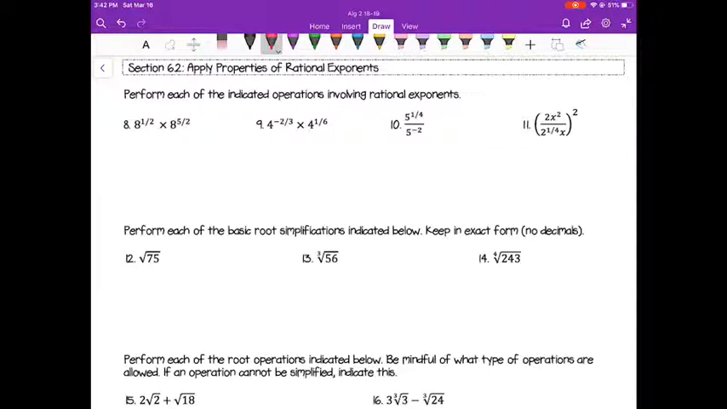Alrighty, and then we move on to section 6.2, applying properties of rational exponents. Now remember, these are the exact same properties that we saw back in chapter 5. We just give them new meaning when all of a sudden we have fractional exponents, but we use them the same way.